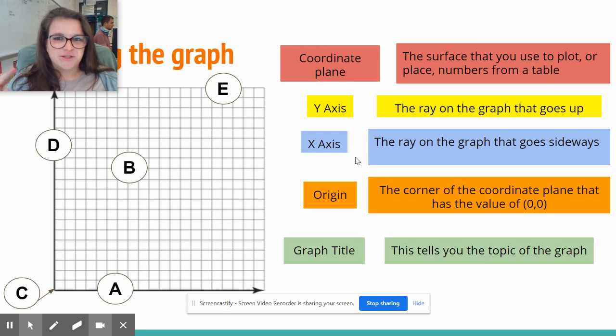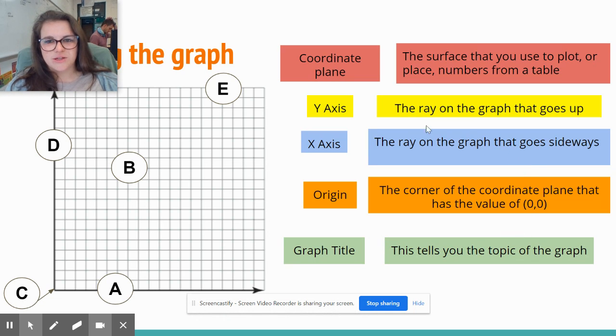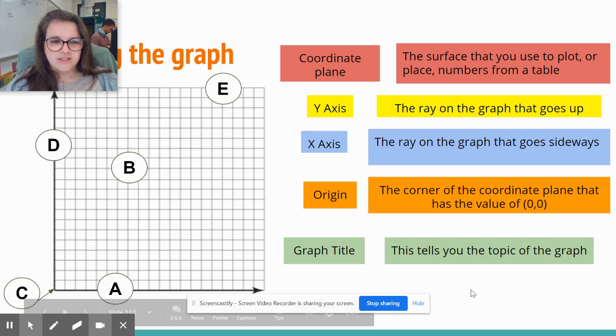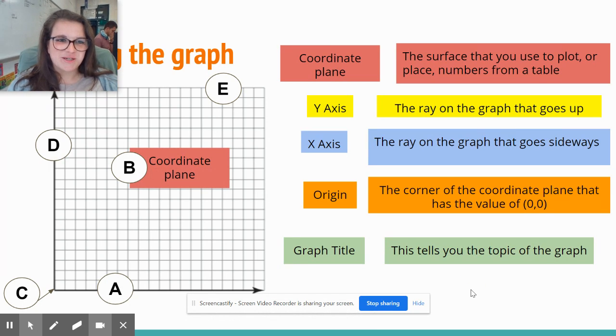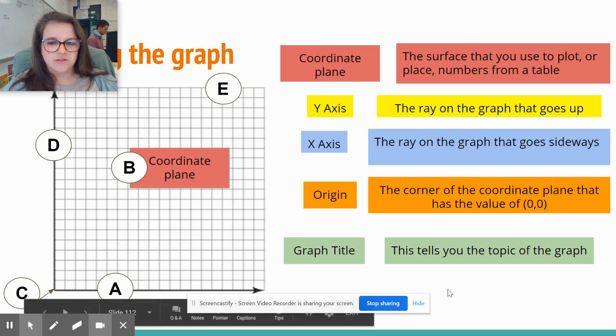All right, so you wrote down all of the letters and the vocabulary words. Well done. Now let's see if you were right. All right, which letter do you think the coordinate plane vocabulary word goes to? If you put B, you were correct. Good job. All right, which letter do you think the y-axis vocabulary word goes to? If you put D, good job.